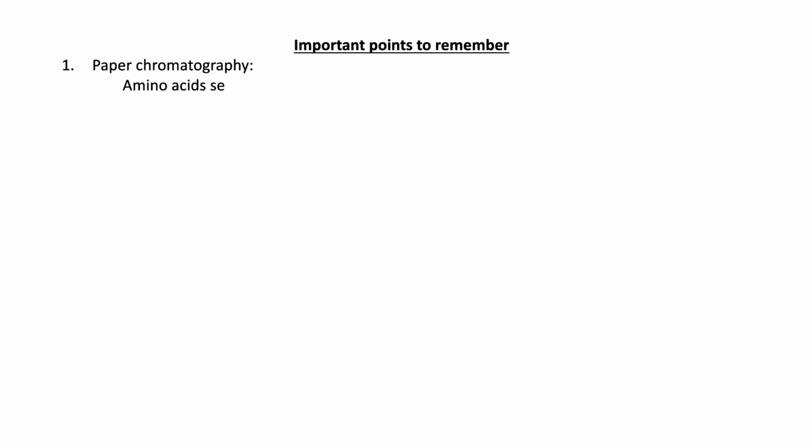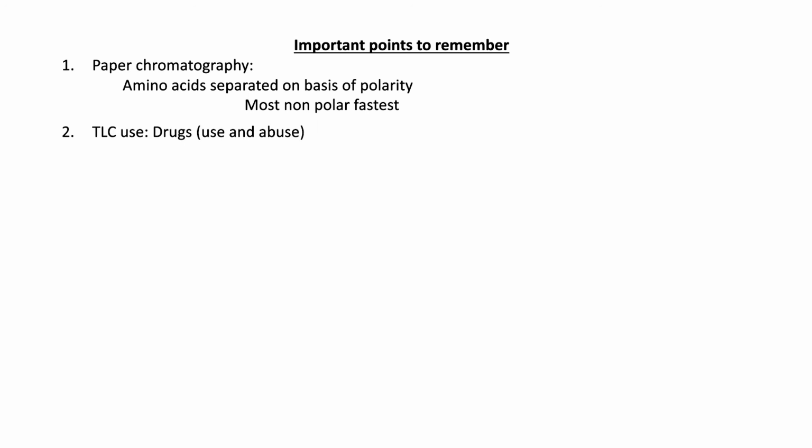In paper chromatography, amino acids are separated on the basis of polarity. Non-polar is fastest. This is important. Amino acids are separated on the basis of polarity, and the most non-polar will be the fastest. TLC, use of TLC for drugs of use and abuse. And same is with GLC, lipids, steroids and drugs, right?